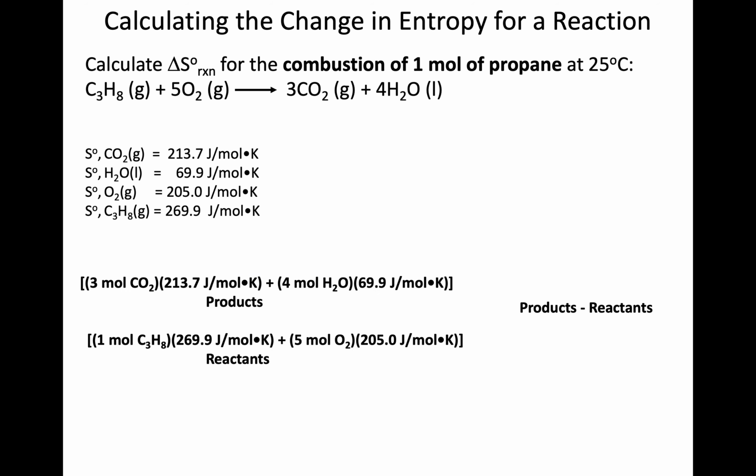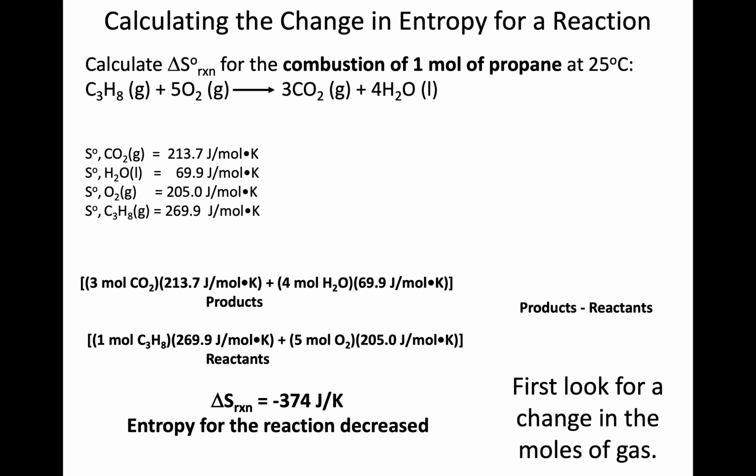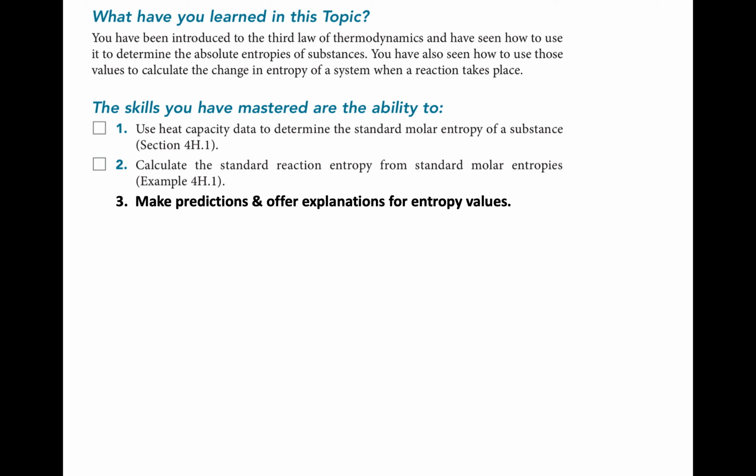When we do the math, we're going to set it up as products minus reactants within our set, and we'd find in this case, the entropy of the reaction went down. And if we're looking at this, if I wanted to explain it, first thought, a very great indicator for us, a very powerful one, would be did the number of moles of gas change? Because those have such a dominant term when we're trying to do comparisons.